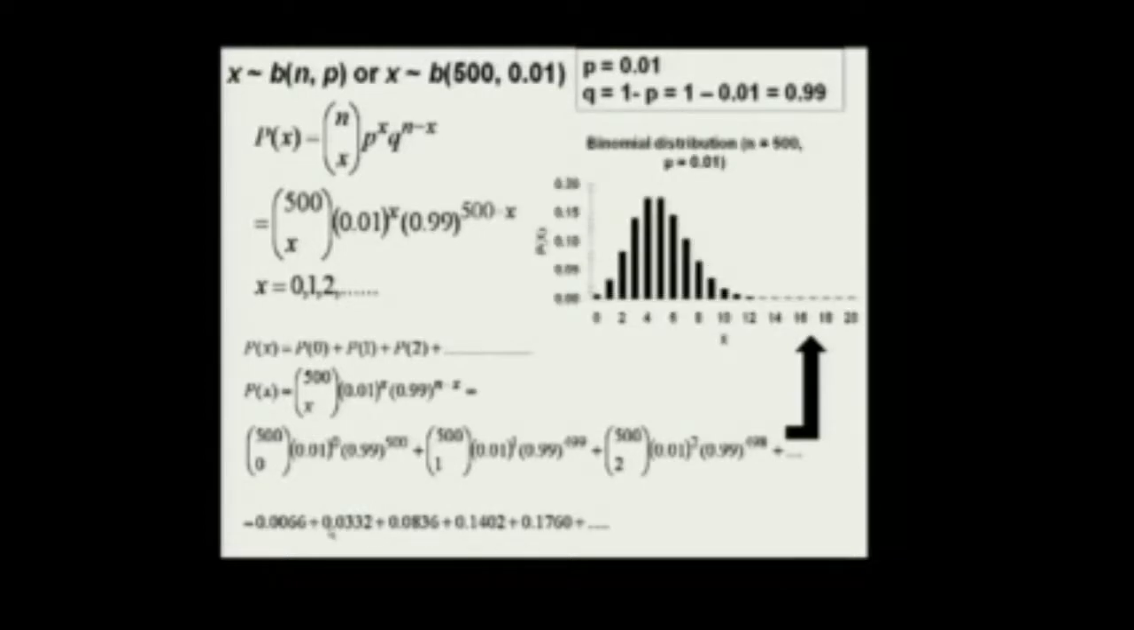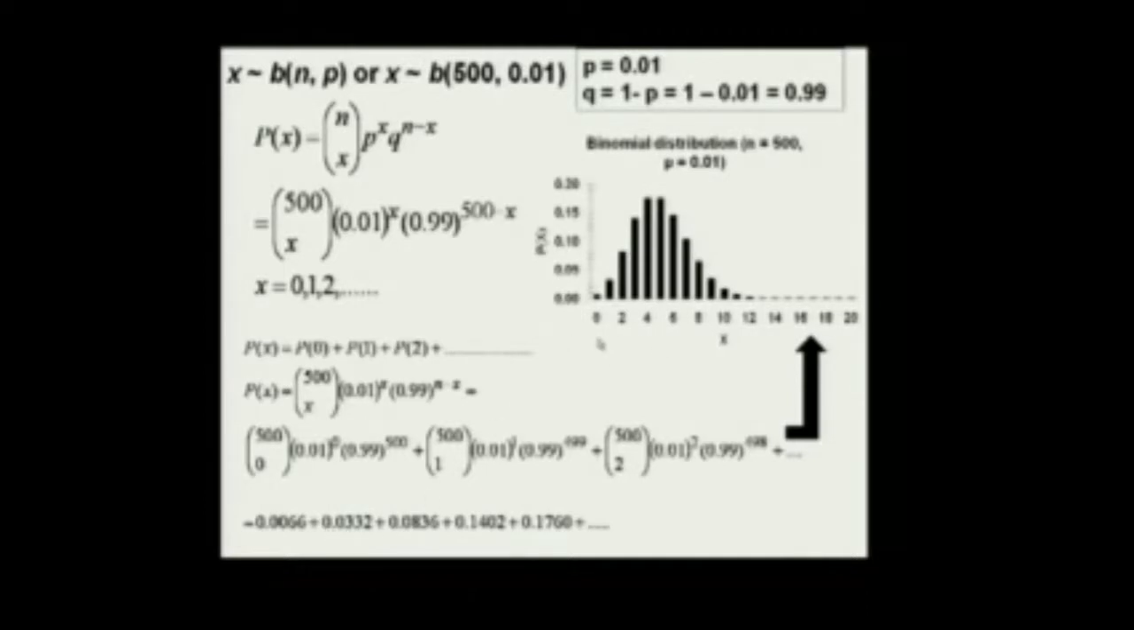At x equals 0, for example, we have 500 combination 0, probability 0.01 to the power 0, q to the power n minus 0, or 500 minus 0. At x equal 1, which is the second term, 500 combination 1, 0.01 to the power 1, 0.99 to the power n minus x, or 500 minus 1, which is 499, and so on. And at the end, if we resolve each term, we now have the corresponding probabilities for the different values of x. So at x equals 0, we have this value, at x equal 1, we have this value, at x equal 2, we have this value, and so on. Now we can construct the distribution.